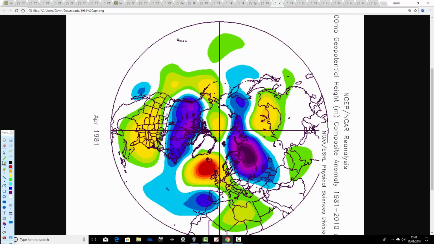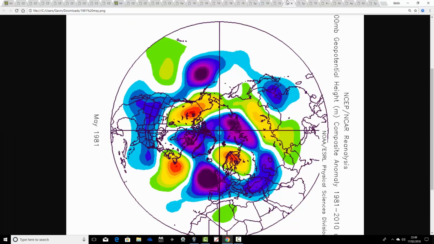April 1981 is an interesting month. This is how the anomaly looks overall for April 1981. High pressure, above average height, centred just to our northwest. The interest with April 1981 is that right at the end of the month there was a classic late spring blizzard that occurred right at the end of April 1981. I've actually done a historic video about that in the past. It was a very severe cold spell that occurred at the end of April 1981.